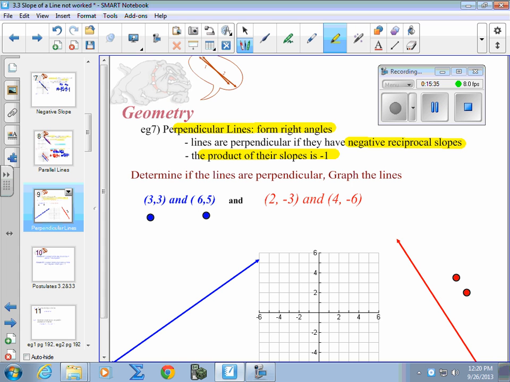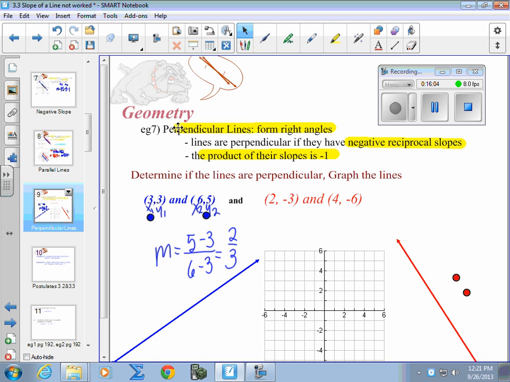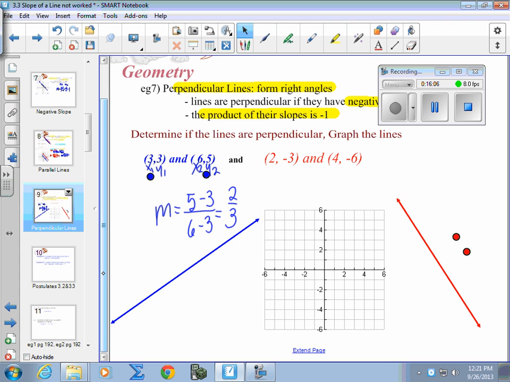So once again, you're asked to determine if the lines are perpendicular, and you're asked to graph the lines. The first thing we want to do is compare the slopes. We'll start with the blue line, with x sub 1, y sub 1, x sub 2, y sub 2. The slope is equal to 5 minus 3 over 6 minus 3, so we get 2/3. So the slope of the blue line is 2/3. We'll go ahead and graph the blue line.